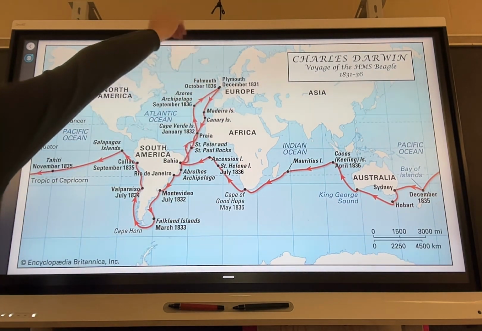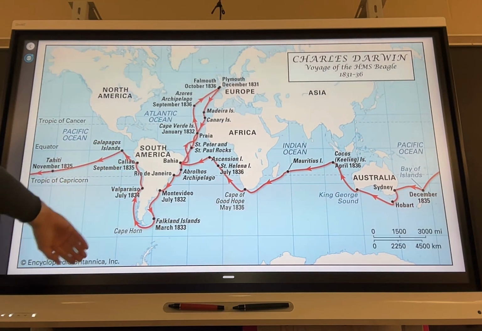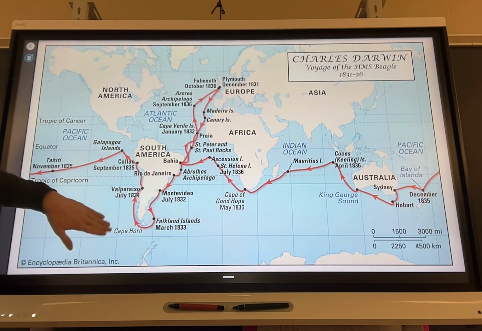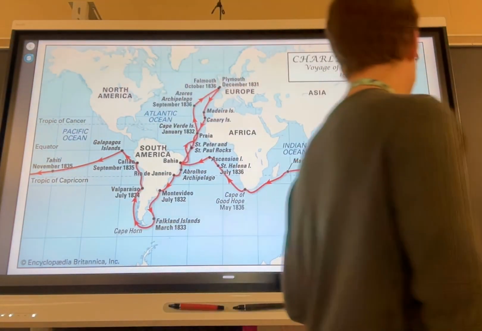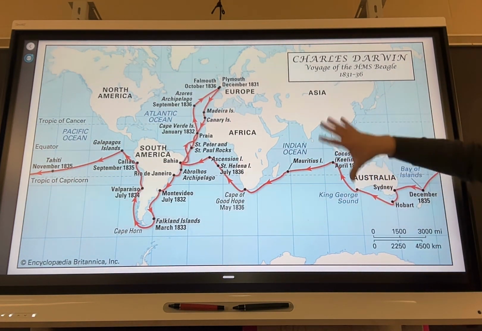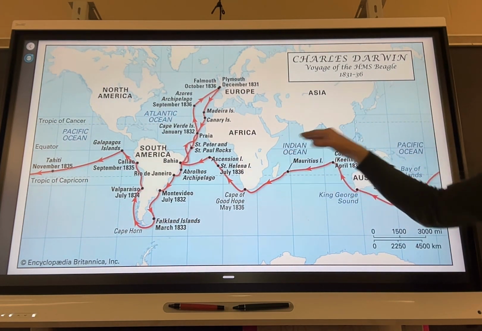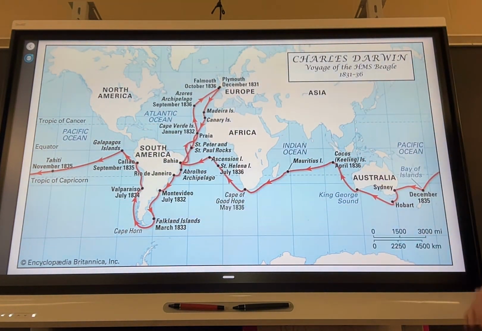He started out in Europe, traveled to South America, hit a bunch of different places in South America, Rio de Janeiro, Montevideo, Falkland Islands, bounced around the Cape of South America, and up to the Galapagos Islands. He spent a lot of time at the Galapagos Islands researching the different organisms that lived there. He then moved across the ocean through Tahiti, over to Australia, did some research in Australia, up in the Indo-Pacific region, before jumping over to Africa, hitting the Cape of Africa, before jumping back over to South America and then back to Europe. So he went all over the world.